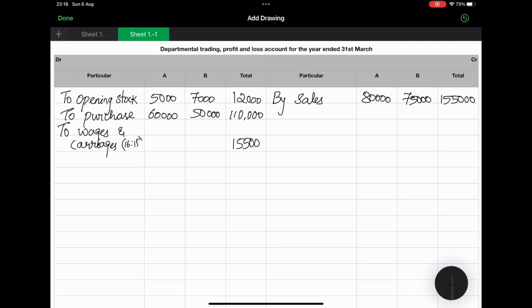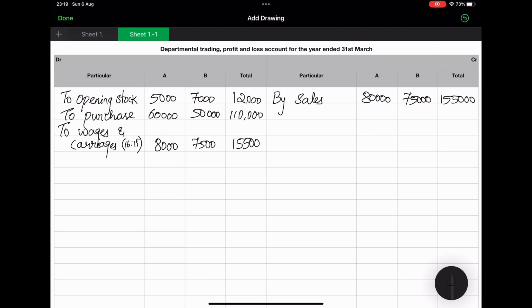So 16 is to 15. If we calculate using a calculator, we are going to get 8,000 here and 7,500 here. How did I get this? 15,500 into 16 divided by 31. How did I get the 31? 16 plus 15. If we add both numbers, we are going to get 31. So this is the total expenditure related to the trading account.